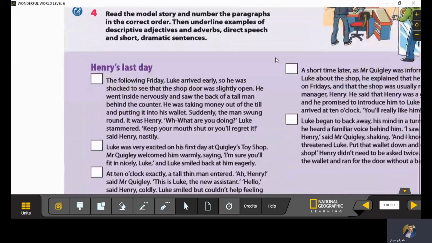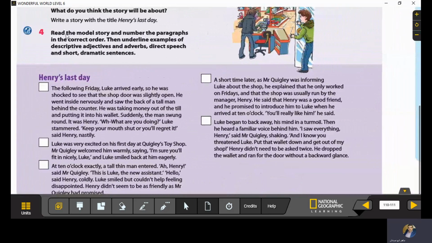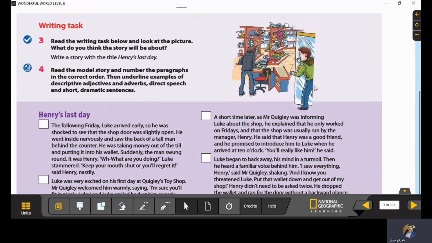One more. Okay. Now, in exercise 4, it says, read the model story and number the paragraphs in the correct order. Before we start reading it, I want you to take a look at this picture. Look at this boy, look at this man, and they are in a store, as you can see. And this would be a story. The title of this story is Henry's Last Day. So we need to read the story here, as you see it.